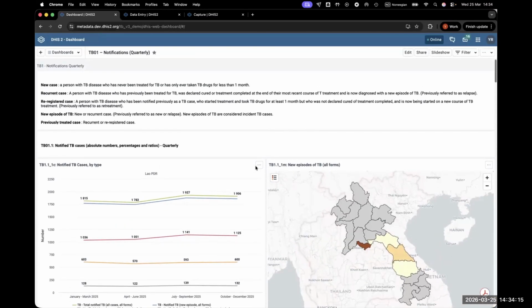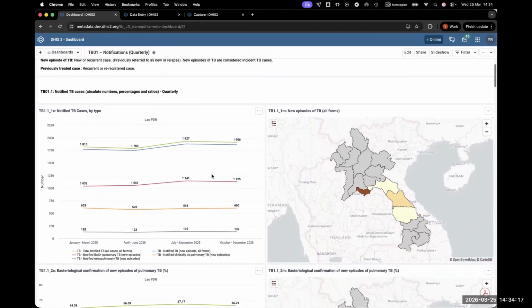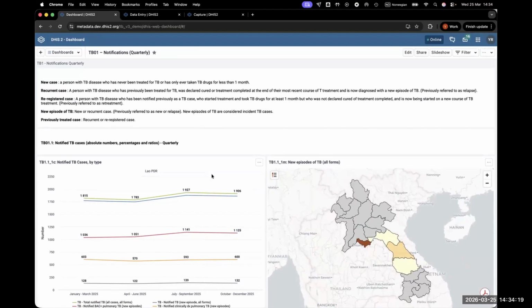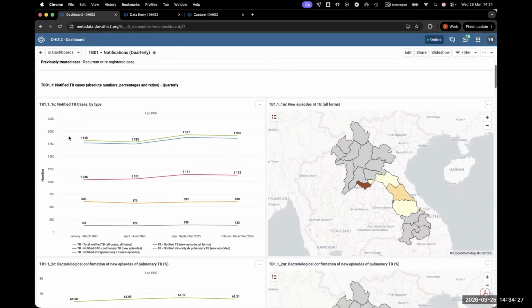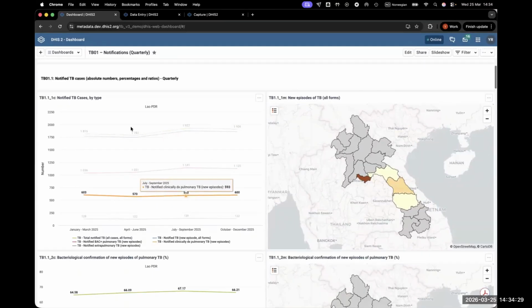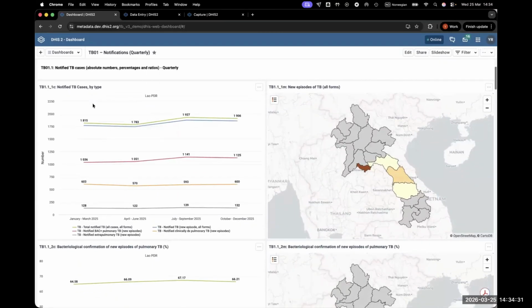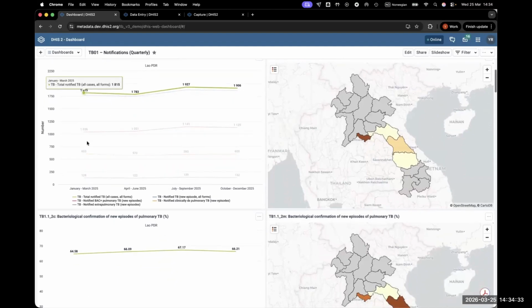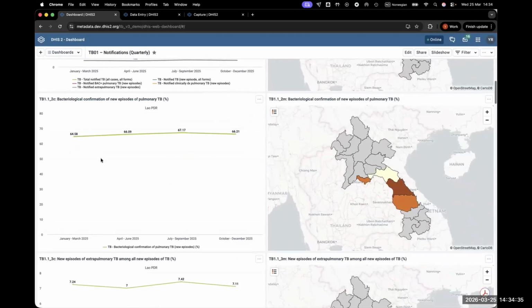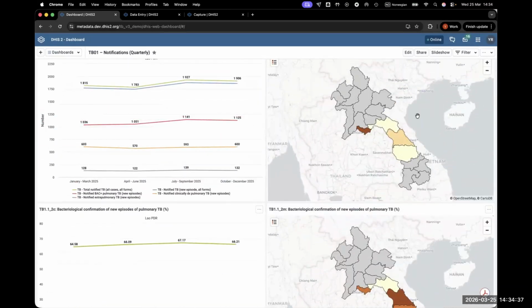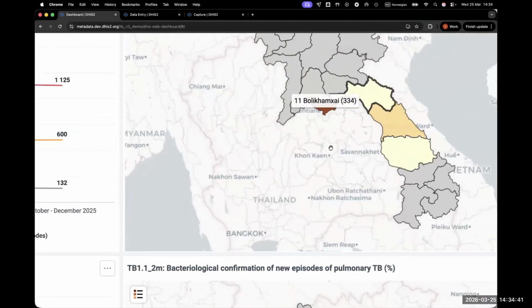So what we see on the dashboard is not a static picture, but it's an adjustable visualization of the indicators that were presented here earlier. Let's say starting with the notifications for the quarterly reports for new episodes of TB, where trends are followed by maps visualizing the numbers directly on the map.